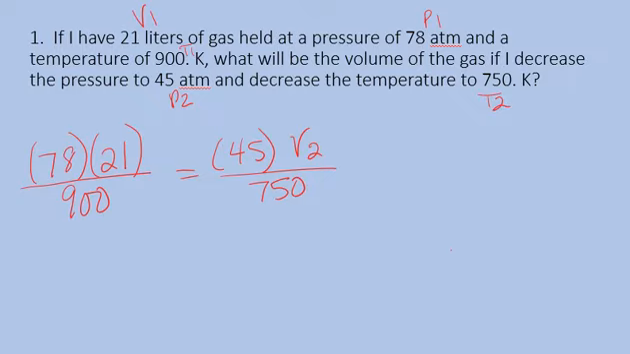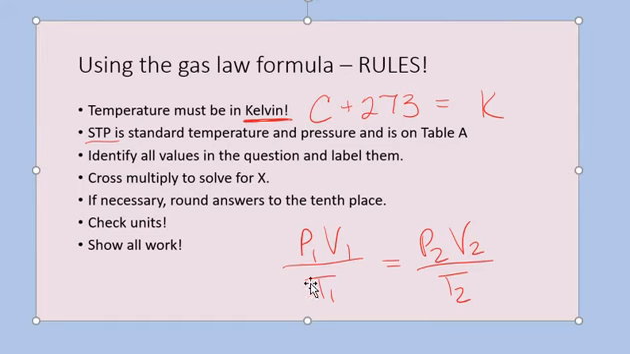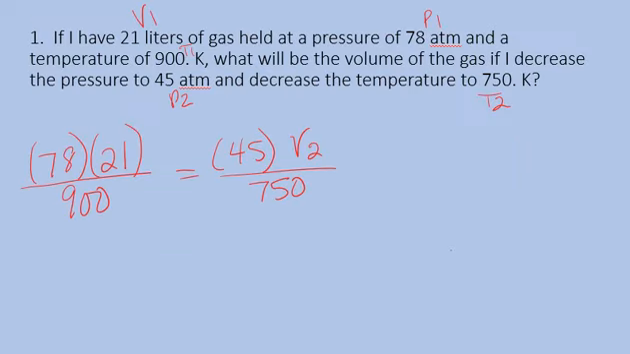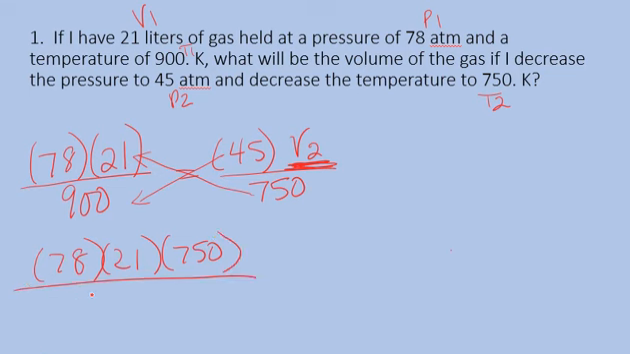I have not written the formula, but all I did was fill in P1 V1 over T1 equals P2 V2 over T2. You can write the formula every time if it helps you. Now on to the algebra. I prefer to cross multiply. I want V2 to be by itself, so I'm going to leave V2 right there. I'm going to cross the 45 down and multiply it by 900, and I'm going to cross the 750 up. So let me rewrite it: 78 times 21 times 750 divided by 900 times 45 is going to give me V2.